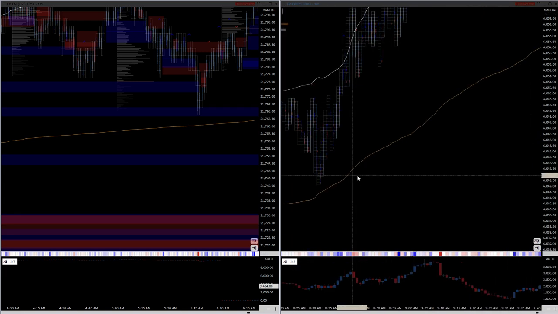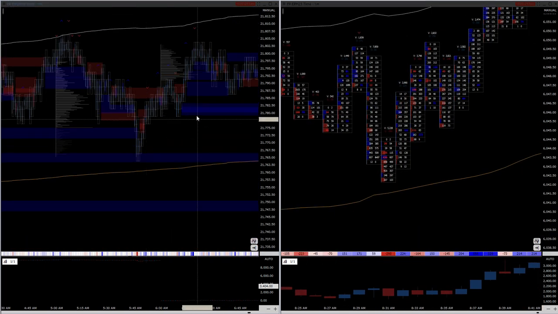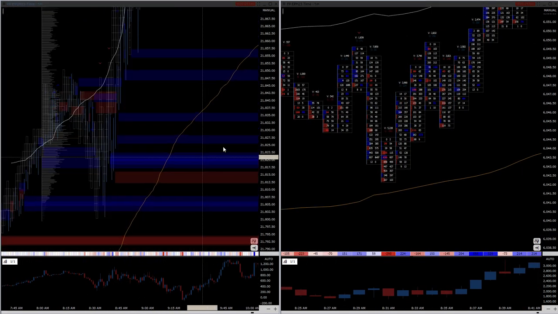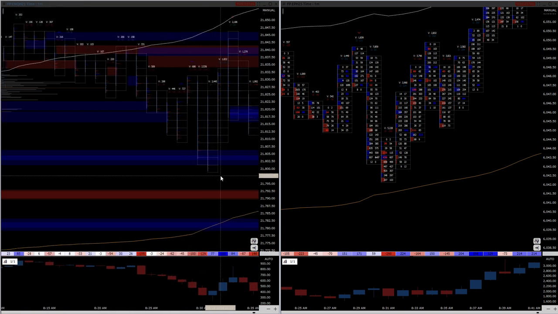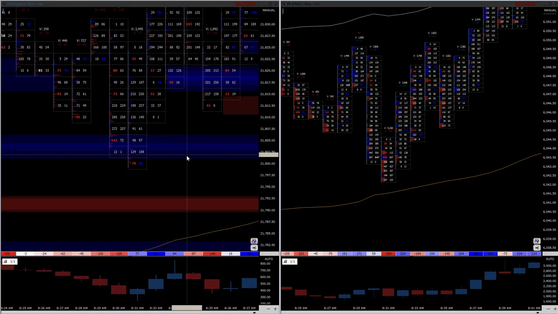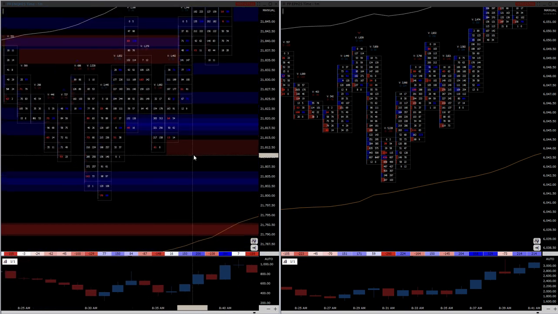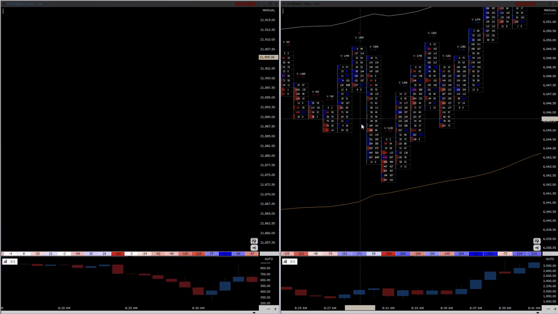Yeah, this was the trade I took today. I don't think you could see the absorption really well on the footprint, but you definitely could on the DOM. It's not the best example, but let me just draw it out. Why not?